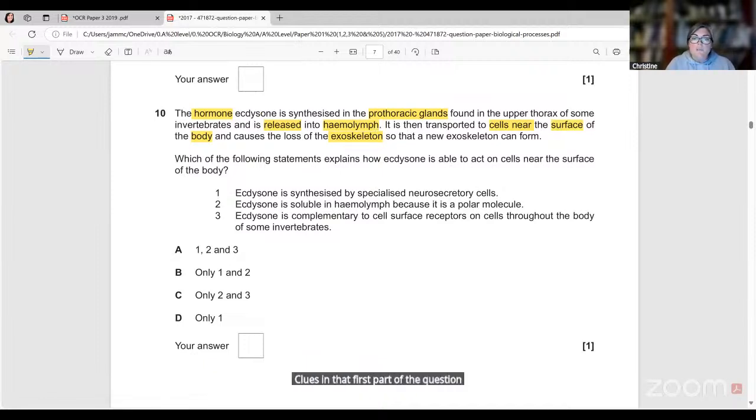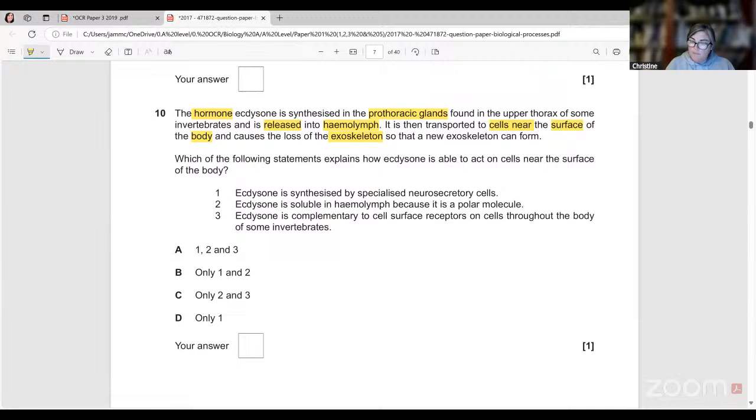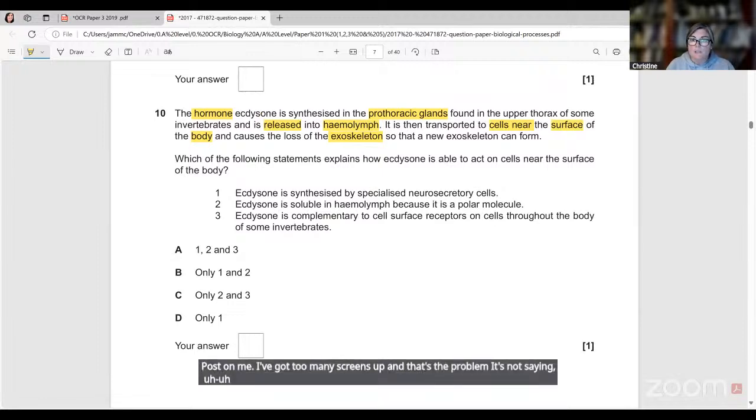So it's always important when you are doing this that you take the time to, give me 1 second. I've just put that down. Not meant to do that. Paused on me. I've got too many screens open, that's the problem. It's now saying, we're not interested today.